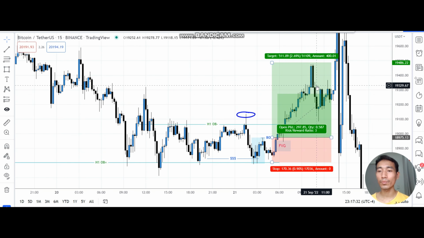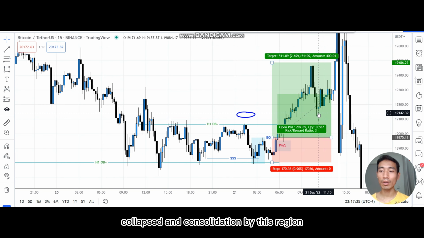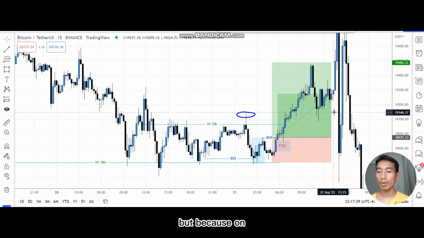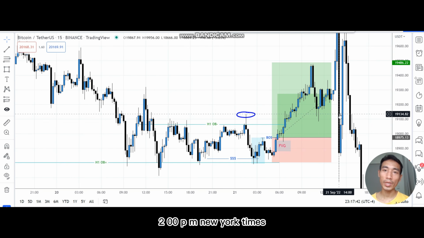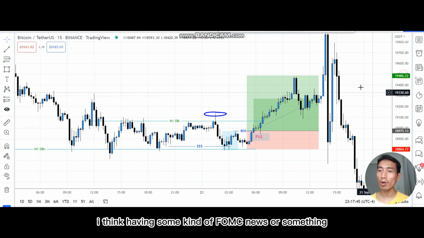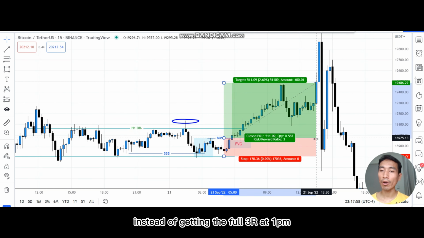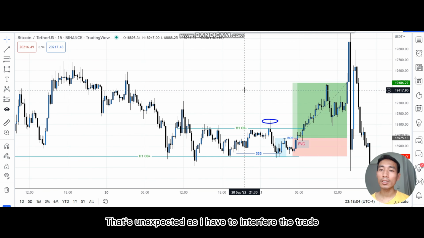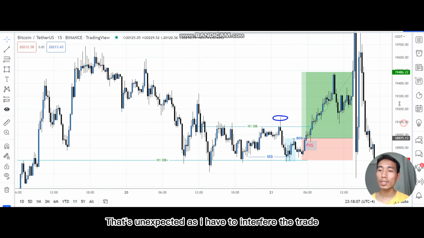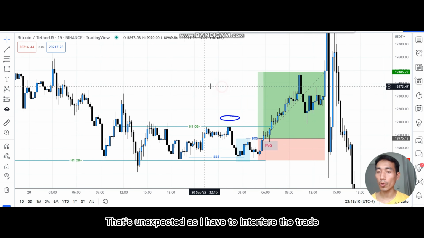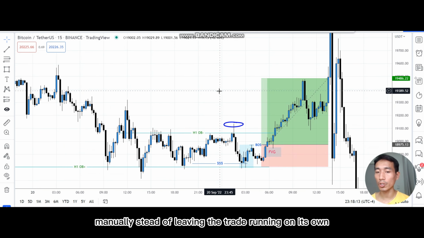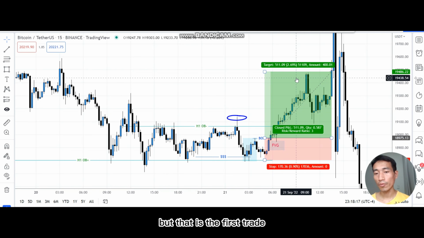And it immediately collapsed, and price consolidated around this region. Because at 2 p.m. New York time, I think there was some kind of FOMC news or something, I closed the trade early and got only a bit more than 1 hour instead of the full 3 hours at 1 p.m. That is quite unexpected, and I had to interfere with the trade manually instead of just leaving the trade run on its own. But that is the first trade.